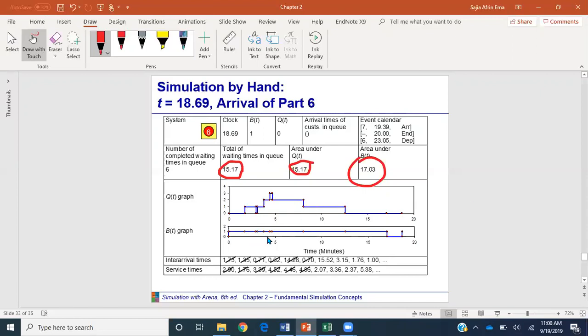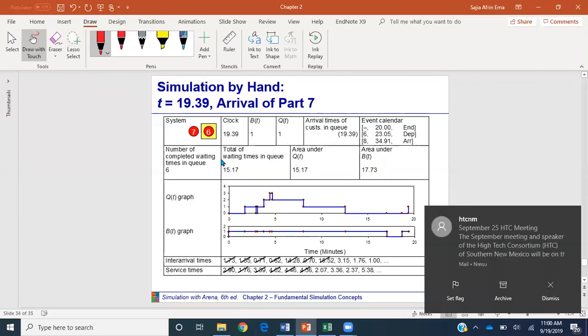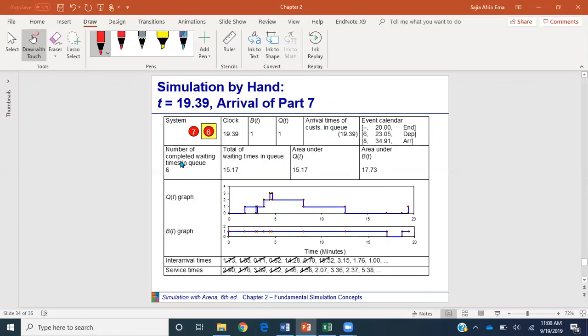Simply just think, what is the area over here? Then it will be easier to understand. And then we have something over here. Number of completed waiting in queue is 6, same as before. The total of waiting time in queue, 15.17. Area under the graph, still 15.17. Area under BT is 17.73 because some time went off before part 7 arrived into the system.